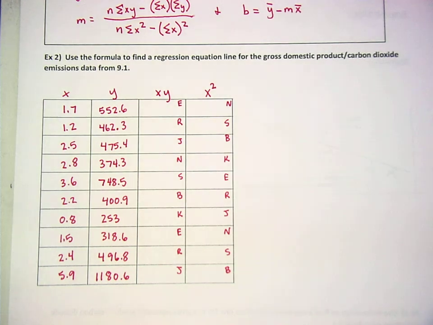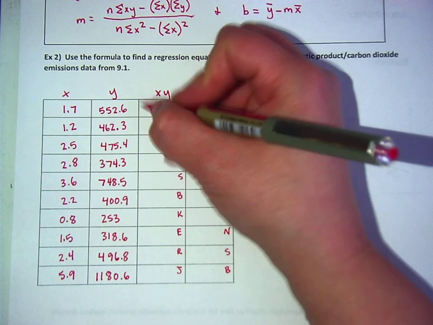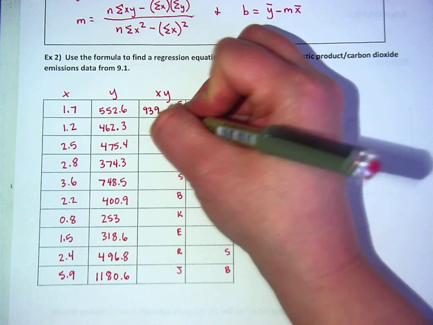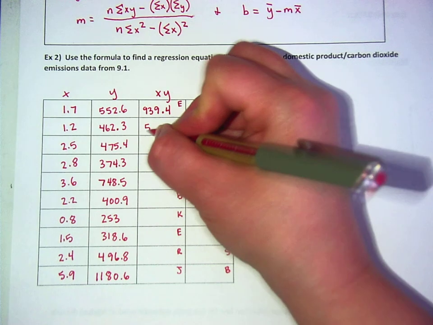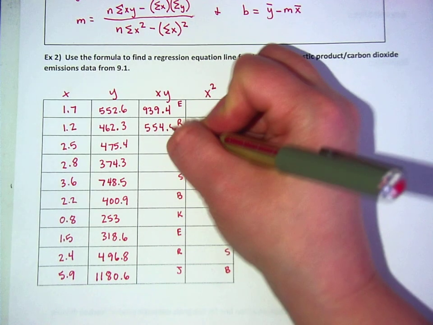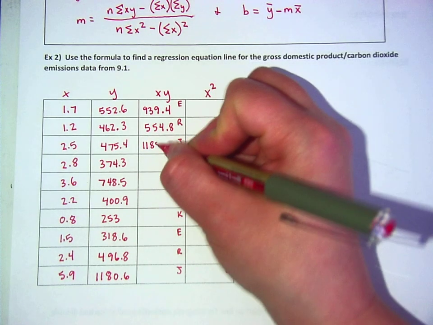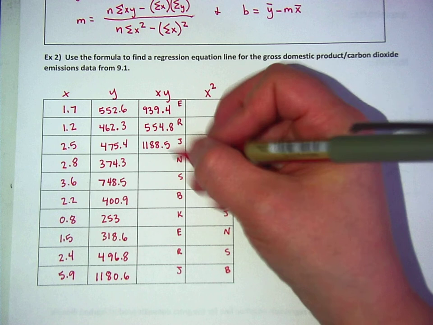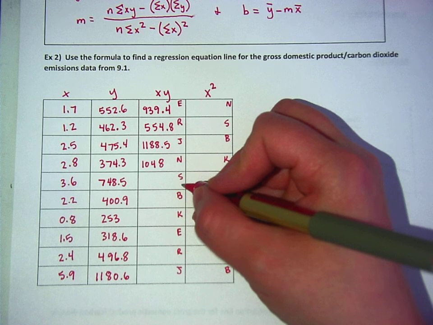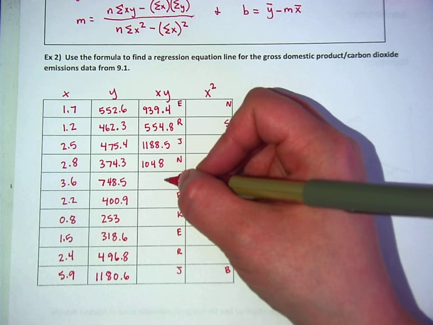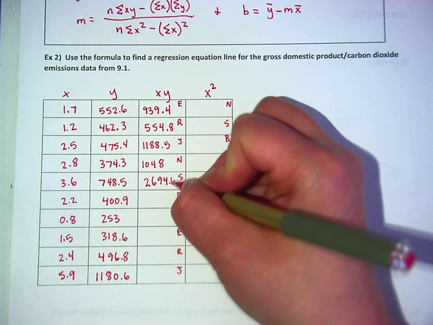Everybody ready? Okay, Emma? 939.4. Rihanna? 554.8. 554 point what? Okay. Jocelyn? 1,188. Okay. Natalie? 1,048. Sierra? 2,694.6. Brennan?